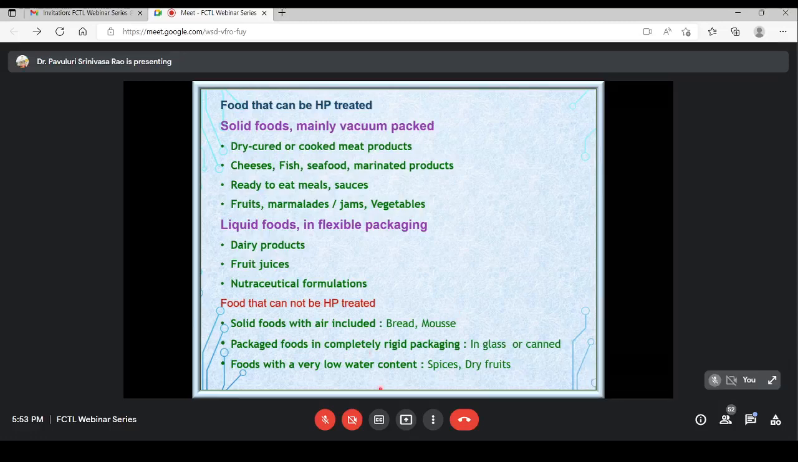But the foods that cannot be high pressure treated are the foods which contain a lot of air and crack, like bread, mousse, etc. And packaged foods in completely rigid packaging, like bottles or cans, cannot be treated. Similarly, if the moisture content or water activity is very low, such products also cannot be treated. Rather, they can be treated, but the effectiveness is nil. So these are not suitable for the high pressure processing treatment.